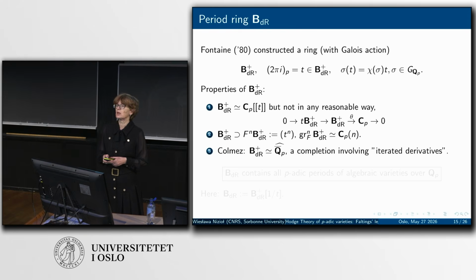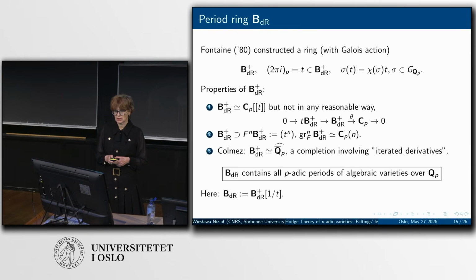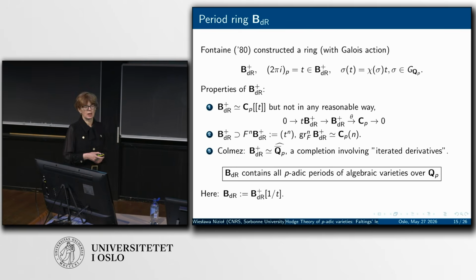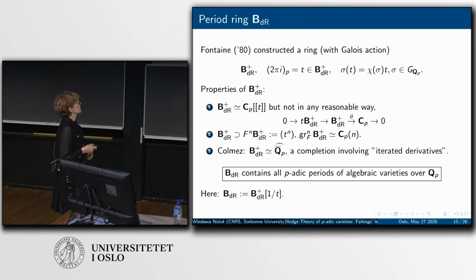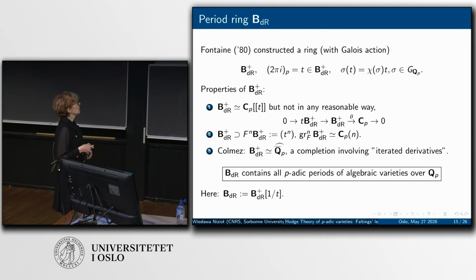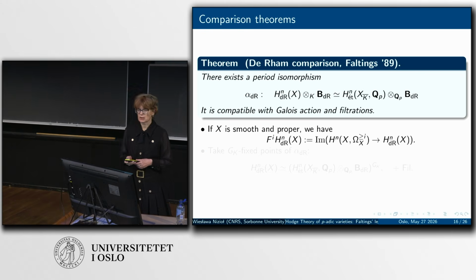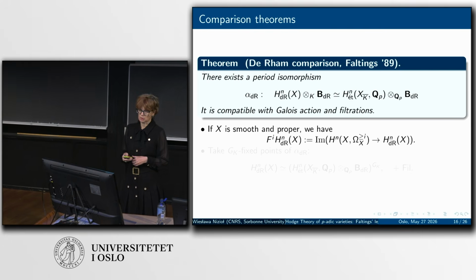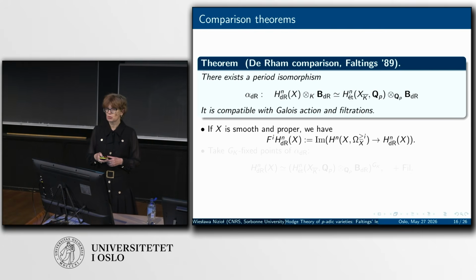And now we have the next theorem of Faltings, which tells us that in fact this ring now contains all periods of algebraic varieties over Q_p. Well, not this ring itself, but if you adjoin maybe 1 over t. And so let me state it as the de Rham comparison, known as the de Rham comparison. I state it in the most general form, which Faltings did not prove, but we know it's true now.